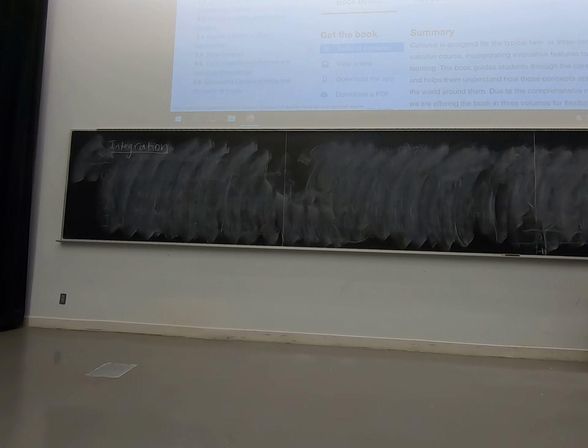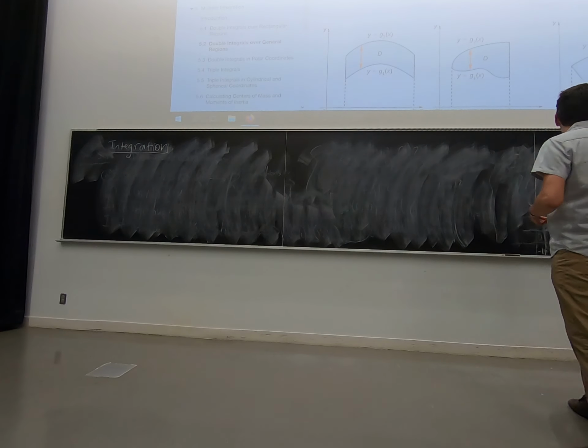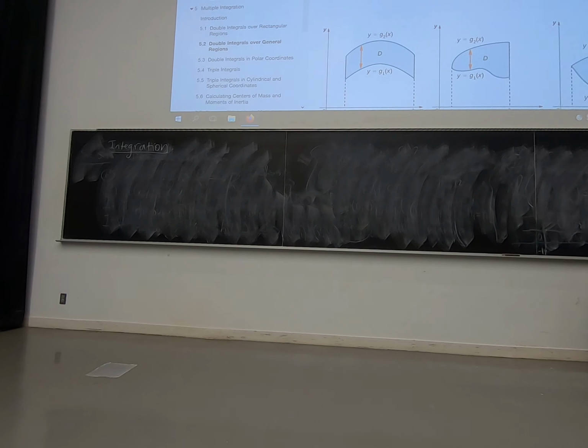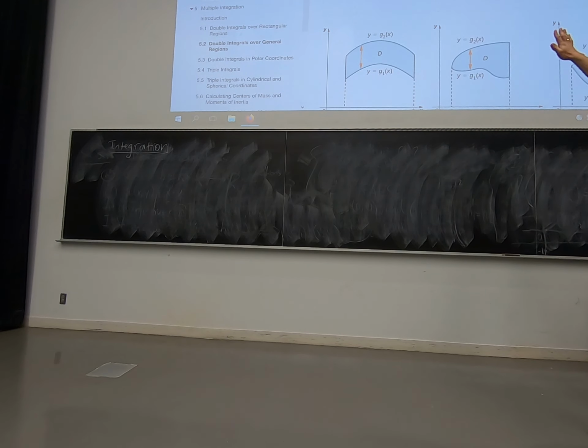So if we go to double integrals over general regions, then there's lots of discussion of the following distinction, and I always find this distinction super duper tricky. I just want to go over this part very slowly. This distinction between type 1 regions and type 2 regions.